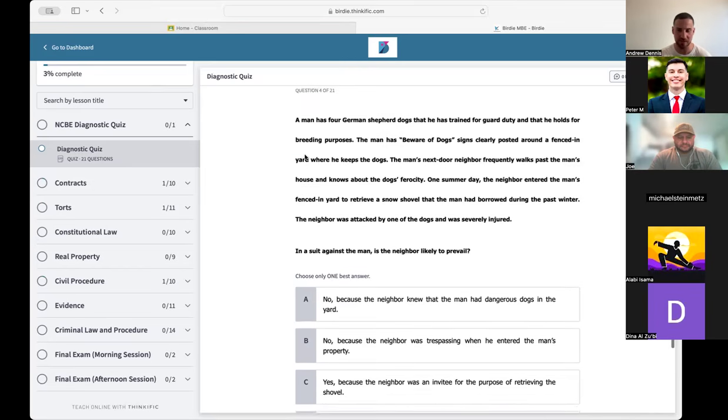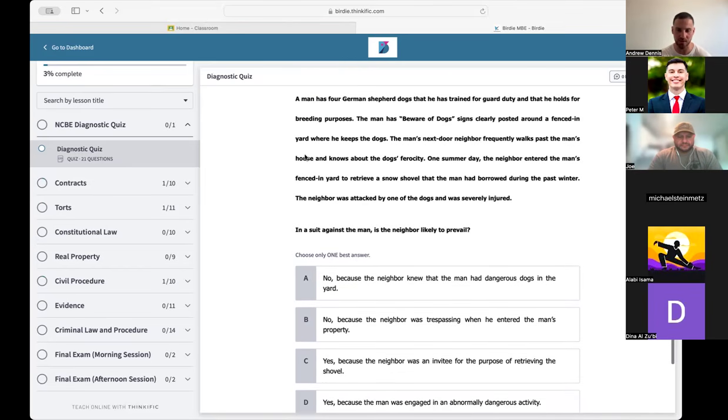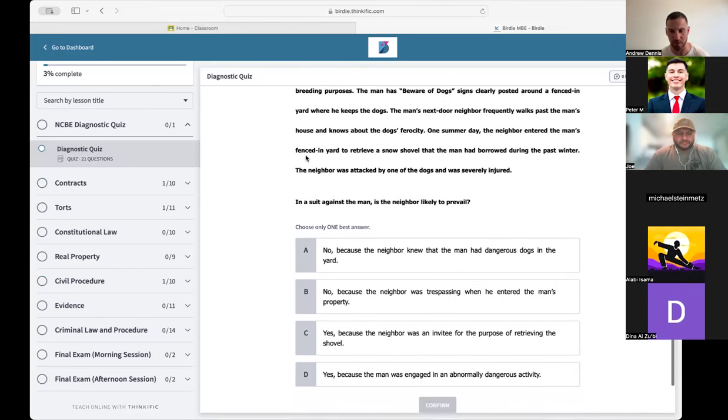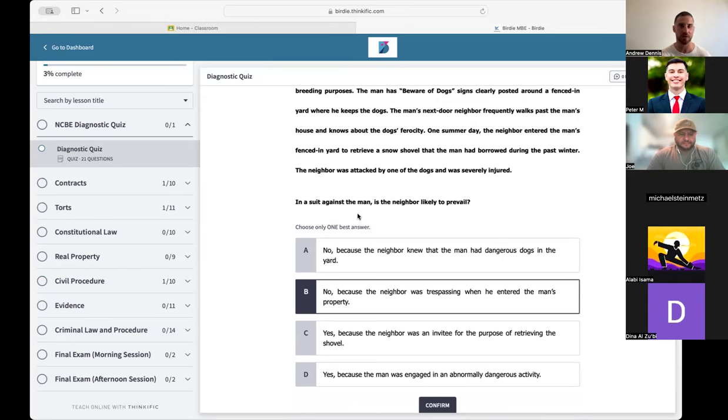Yes, because the man was an invitee for the purposes of retrieving the shovel. Or yes, because the man was engaged in abnormally dangerous activity. So here, a lot of y'all picked B. He was trespassing. But you have to remember, just because someone trespasses doesn't mean you have the right to cause them serious injury. What if they're a Jehovah's Witness and they come on your property to spread the gospel? Or what if it's a girl trying to sell you Girl Scout cookies, right?